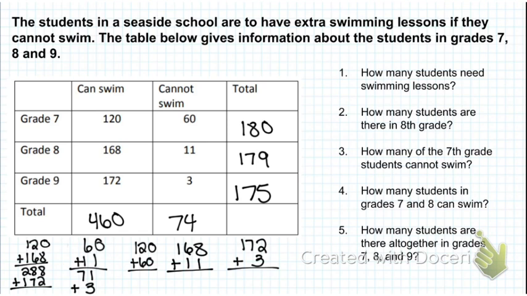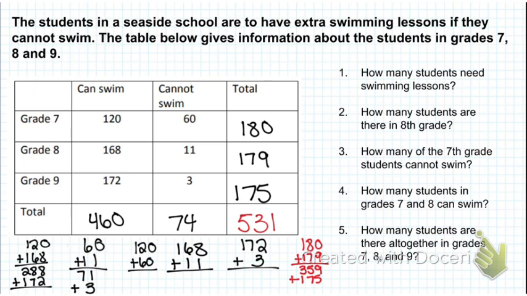Now for us to get our grand total, we can use either column or the row. So whatever you decide, but they both have to add up to be the same. So I'm going to use the column. I'm going to do 180 plus 179 first. That's going to give me 359. Then I'm going to take that 359 and add that 175 to it. And when I do that, that's going to give me 531. So my grand total of students that were surveyed is 531.